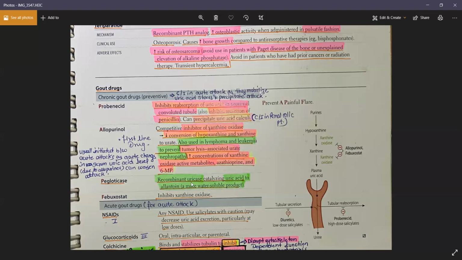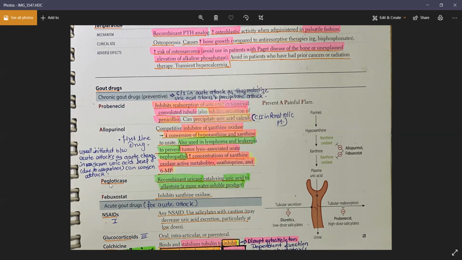When you give these xanthine oxidase inhibitors, you need to be careful with two drugs, azathioprine and 6-mercaptopurine, which are metabolized by xanthine oxidase and are activated by HGPRT. So if I give allopurinol or febuxostat, I can increase the toxicity of azathioprine and 6-mercaptopurine, because I'm decreasing the metabolism of these drugs. So whenever you give the patient allopurinol for tumor lysis syndrome, you need to decrease the dose of azathioprine and 6-mercaptopurine to prevent toxicity.